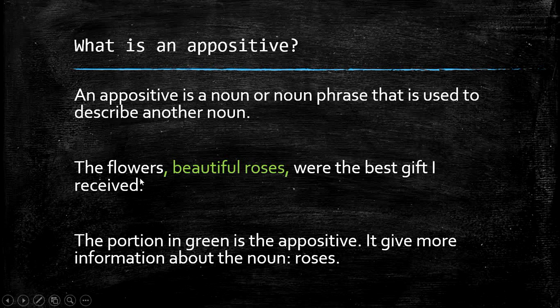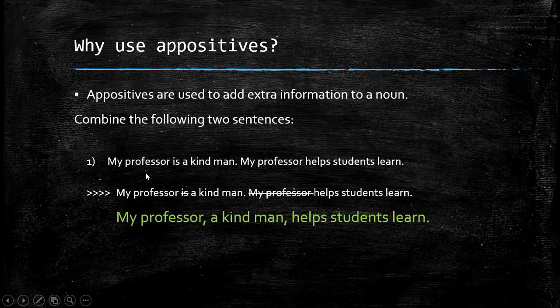So you see here we have flowers, and then a comma, and then another noun, beautiful roses. This is the appositive. It gives you more information about this noun. Appositives are used to add extra information to a noun, as I've already stated.